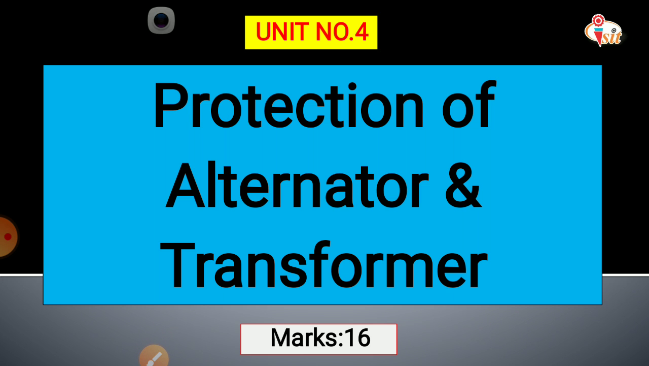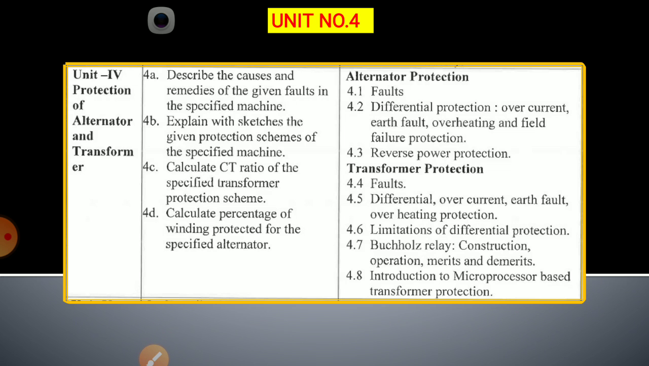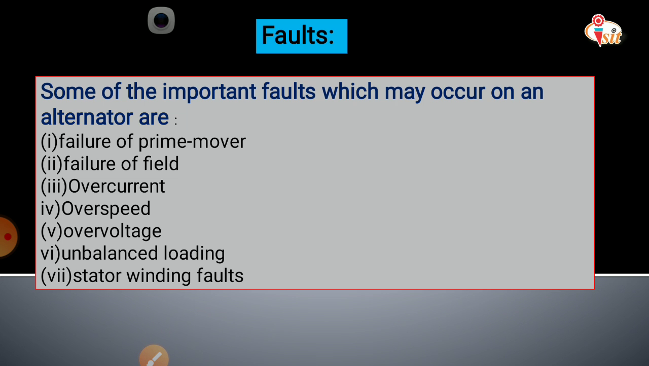We already started the fourth unit, protection of alternator and transformer, and in that we have started the first point, protection of alternator. So in that we have covered the various faults, and secondly that is 4.2, different types of protections used for the alternator. So different faults which can occur on the alternator are, so these are some faults which can occur on the alternator.